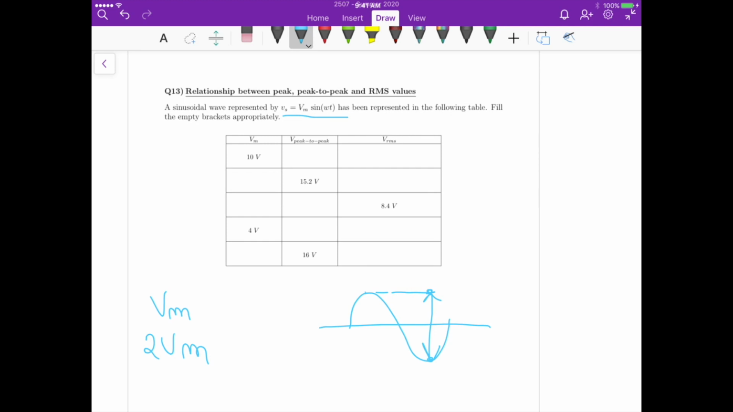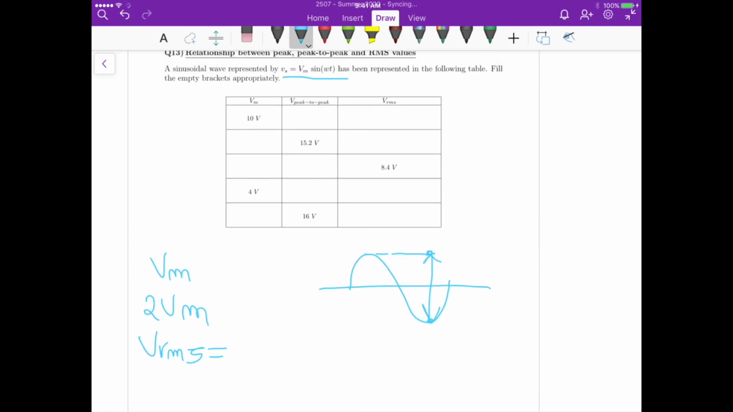And then for the RMS voltage, we just calculate the RMS for a sinusoid. It's equal to Vm divided by square root of 2. Okay, so for the first case here where we have 10 volts, the peak to peak voltage would be 2 times that, so it's 20 volts, right? And the RMS value would be 10 divided by square root of 2, so it's the same as 7.07 volts.